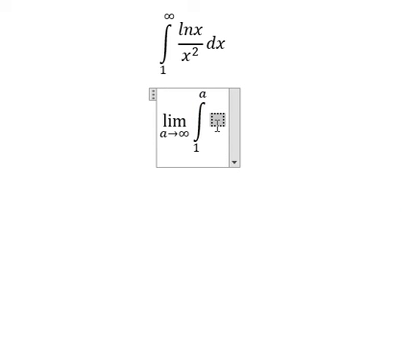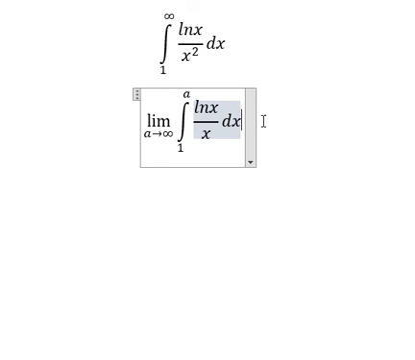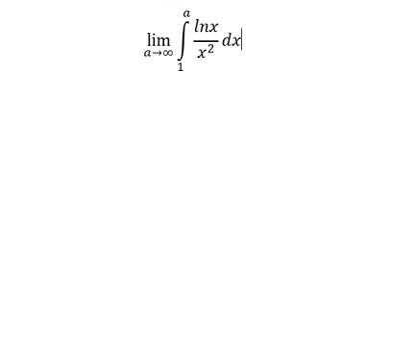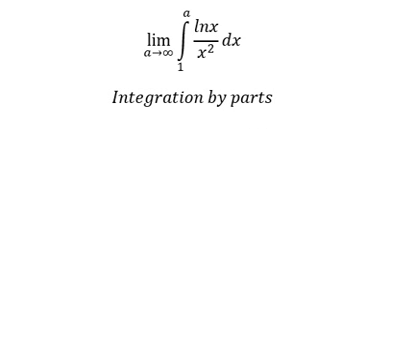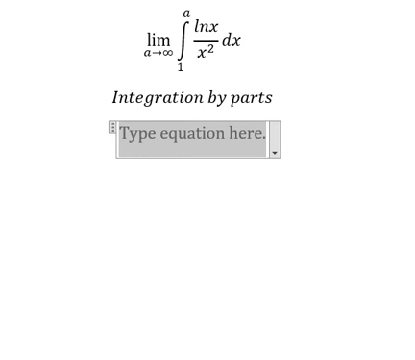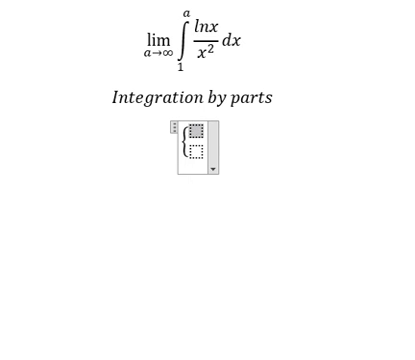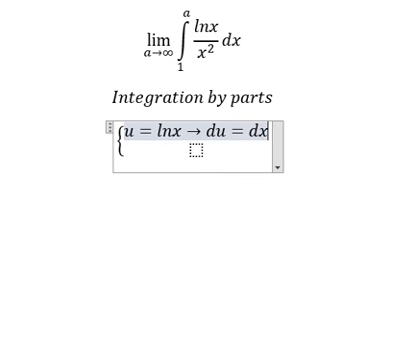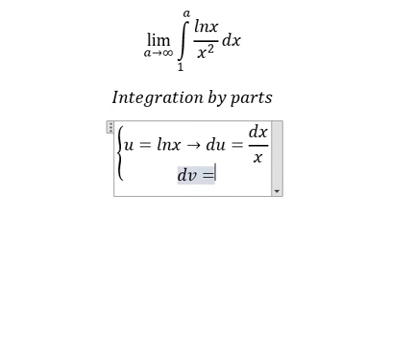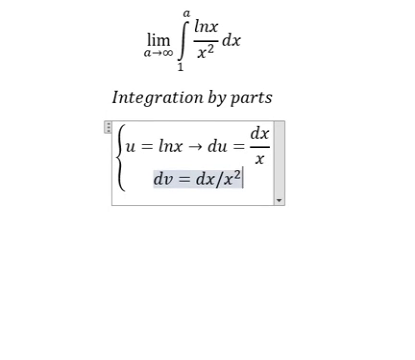from 1 to a, ln s over s squared ds. So in this situation, we can use integration by parts. So I will put u equals ln s. Later, we take the first derivative of both sides, and we have du equals 1 over s ds. We have dv equals 1 over s squared.